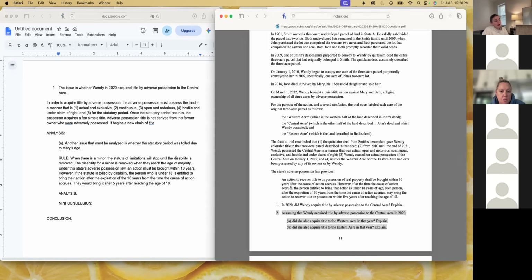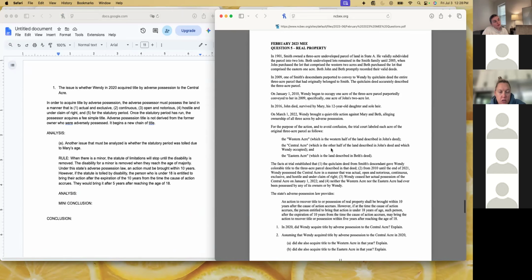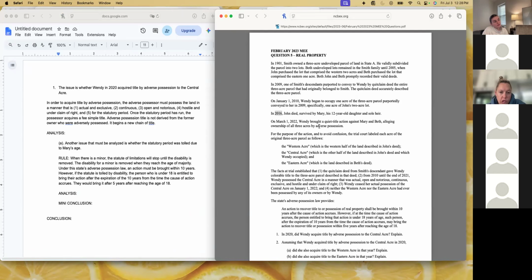And the only reason we would know to bring the action against, oh yeah, it says right there. She would have to bring the action against Wendy within those 5 years to say that she doesn't have possession of the property. Right. Okay. And if you look at this, right, he died in 2016, but she was 12. So when does she turn 18?